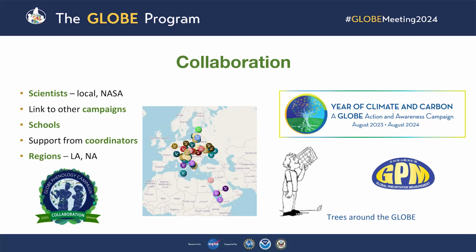And we also try to link it to other campaigns in GLOBE. I show these campaigns here, of climate and carbon, of course. We have cooperated for many years with Brian on the Trees Around the GLOBE campaign. And we also try to cooperate with Dorian on Global Precipitation Measurement, to receive this information and invite these scientists to the webinars. It's very supportive, so thank you for this. And the cooperation with other regions, with North America and Latin America, also brings new ideas on how to work more.